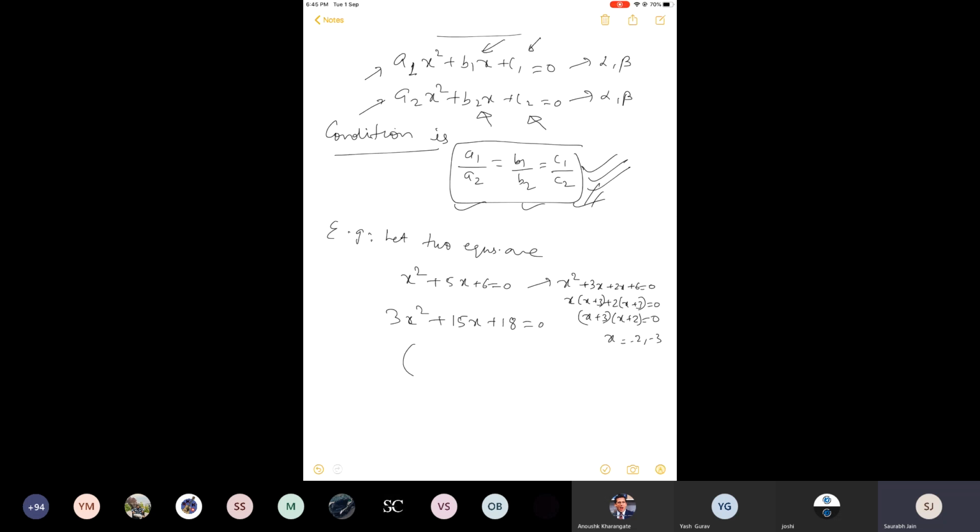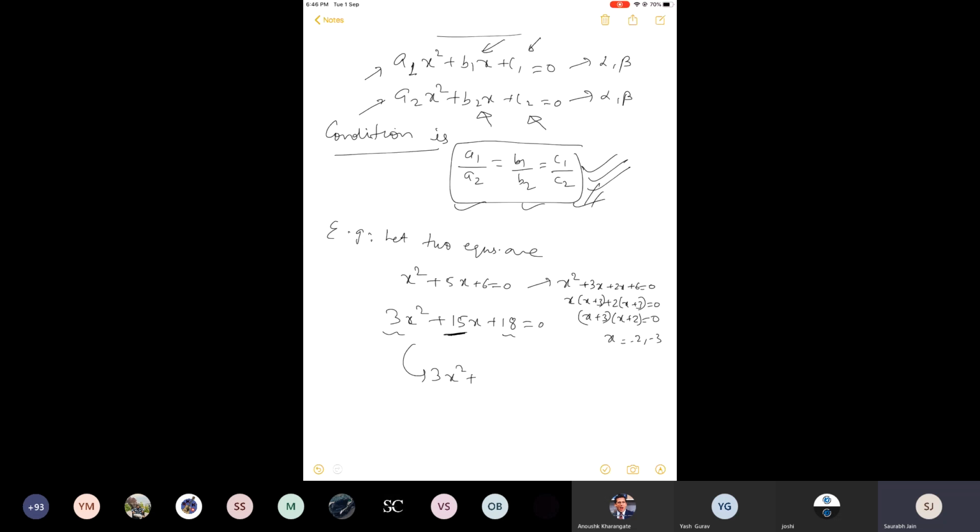Now let us solve the second equation. The product is 54, 3 into 18, and this is 15. So how will you make the factors? You will split this term. Do not divide, because I want to show you something. Later on we can divide. But for now, let us keep the equation like this only.